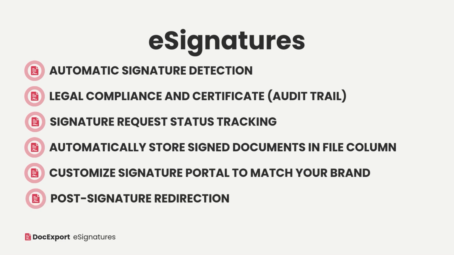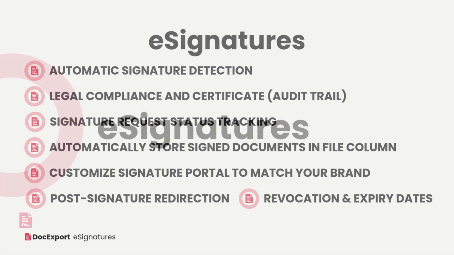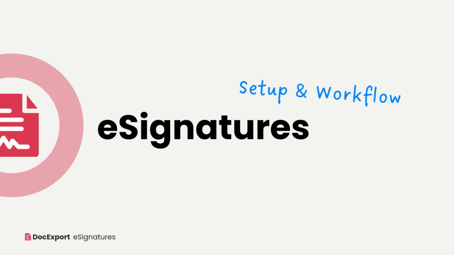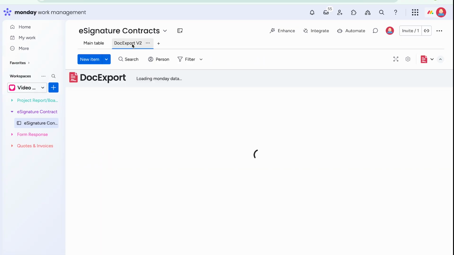After signing, signees can be redirected to a custom page. You can also include the exact date the signature was added. And board owners can also revoke signature requests if needed. And you can set expiration dates for each signature request to better manage your timelines. Let's start with the initial setup and authentication.